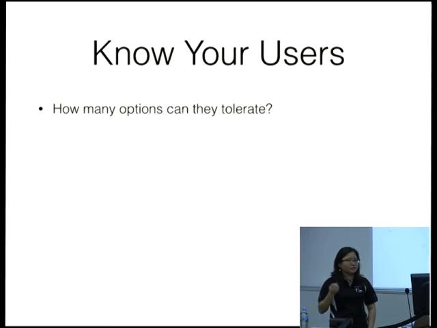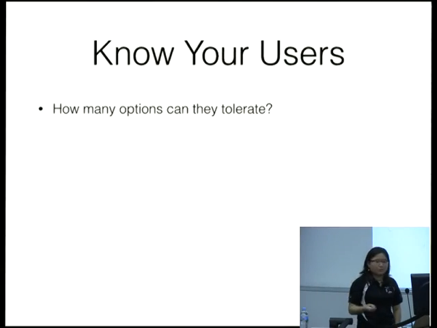How well do you know your users? How many options can they tolerate? We talked about putting a checkbox to mark if something was decorative or not, or was actual image content. But we decided not to go with that. Options fatigue. Don't want things to be super complicated.